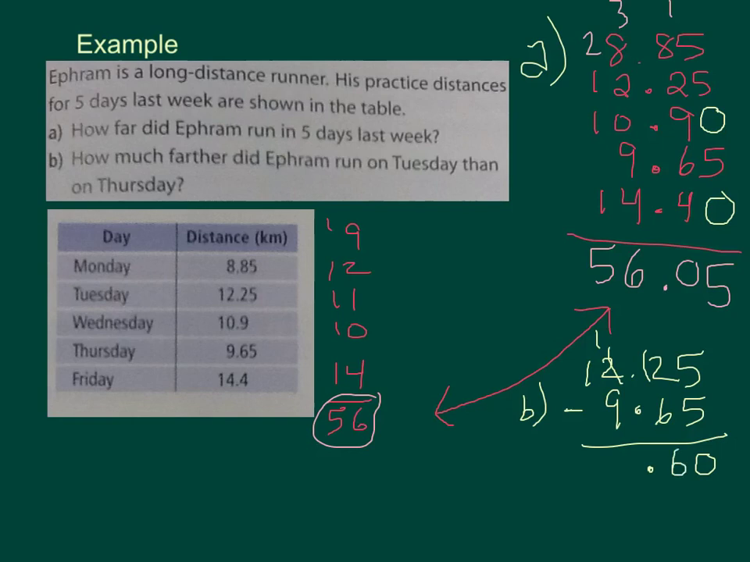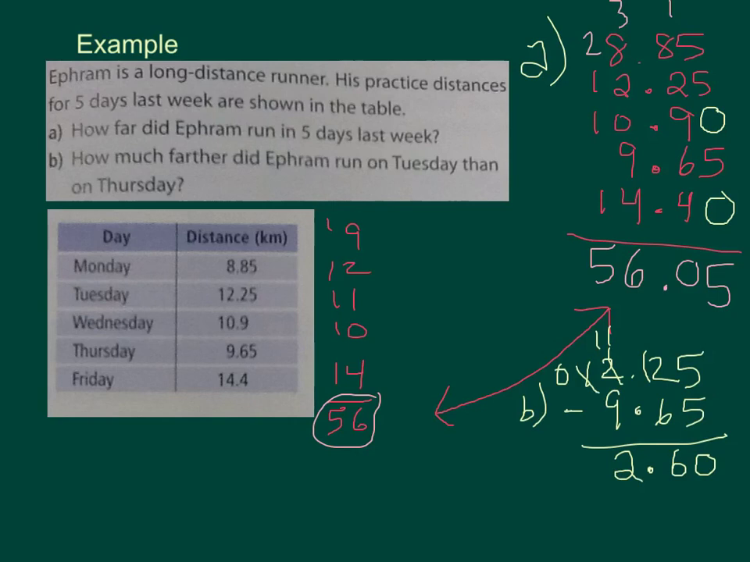And then I'm going to move over. 1 subtract 9. I can't take 9 away from 1 because there's not enough, so I need to borrow. So I'm going to change that 1 to a 0. And I'll carry my 1. So now I have 11 subtract 9 is 2, and then we're left with 0. So we know that Ephraim ran 2.60 more kilometers on Tuesday than he did on Thursday.